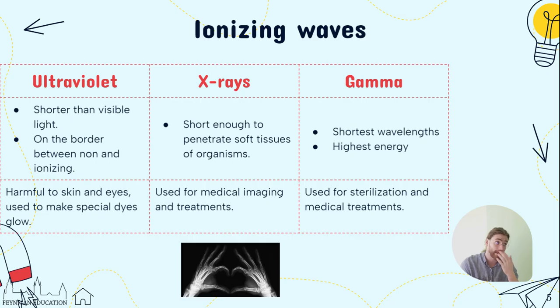Once we get past visible light, it starts becoming ionizing radiation. It starts with ultraviolet light. It's shorter than visible light, so we can't see it. Bees can see ultraviolet light, which allows them to be attracted to flowers. It's on the border between non-ionizing and ionizing, but it's still very dangerous for you. It can damage your skin and your eyes as well, and we use it to make special dyes that glow.